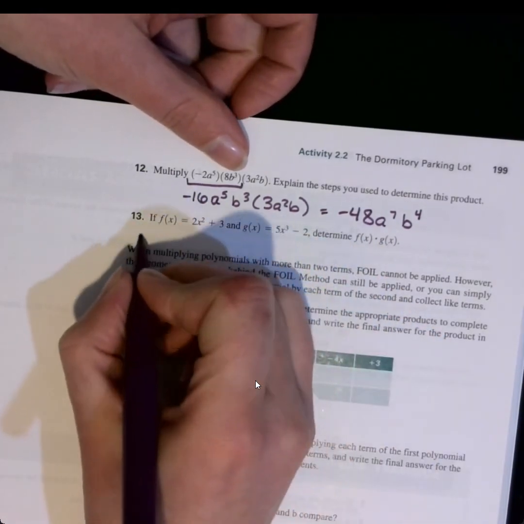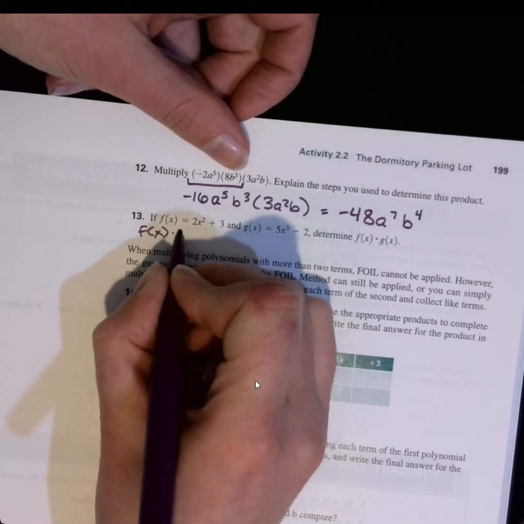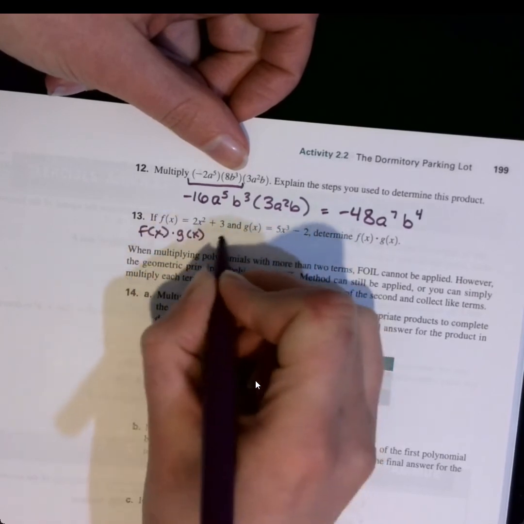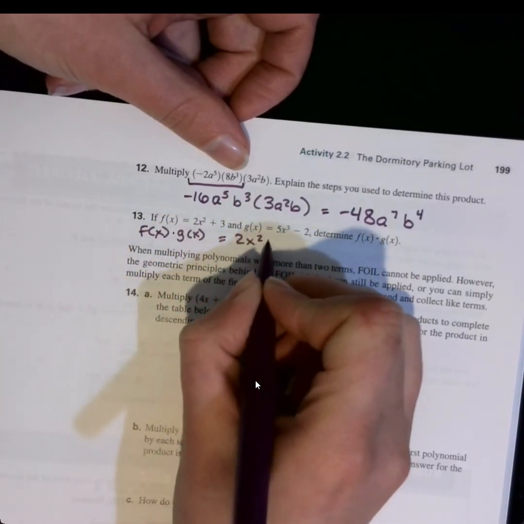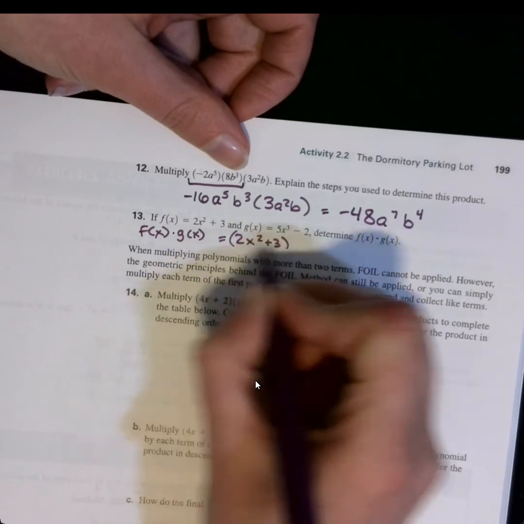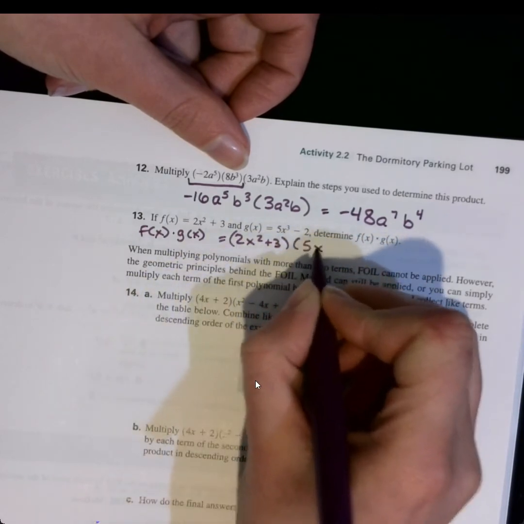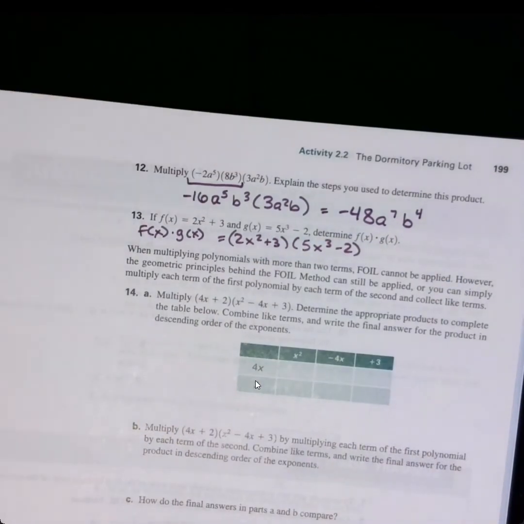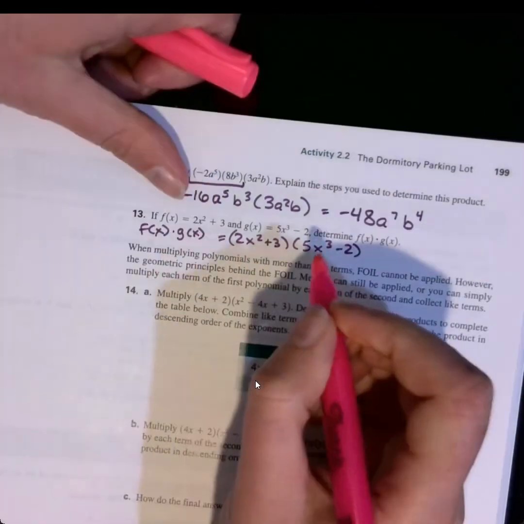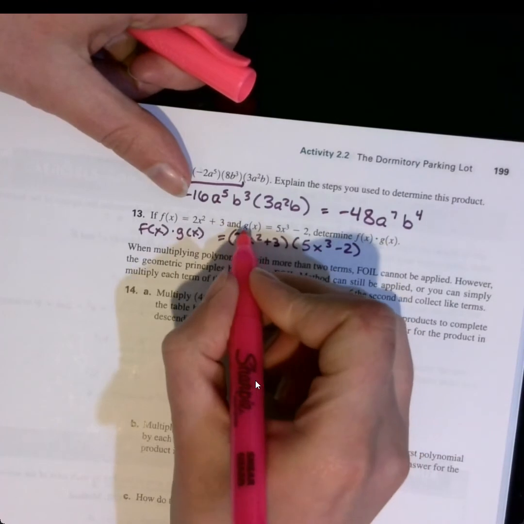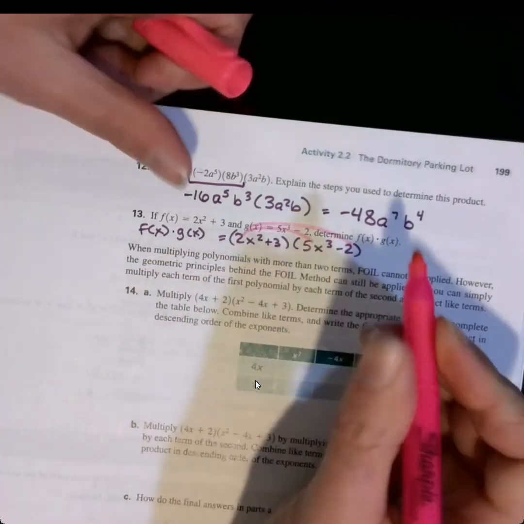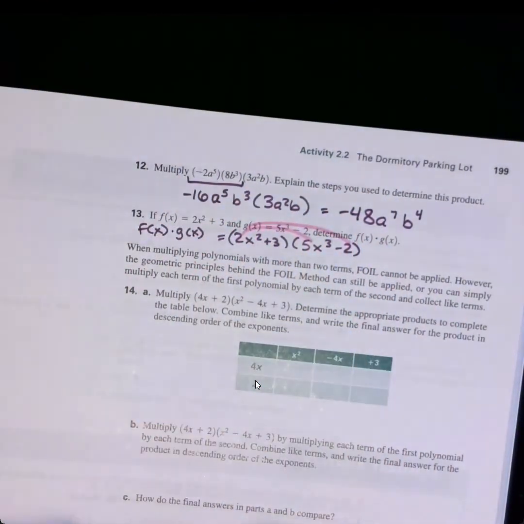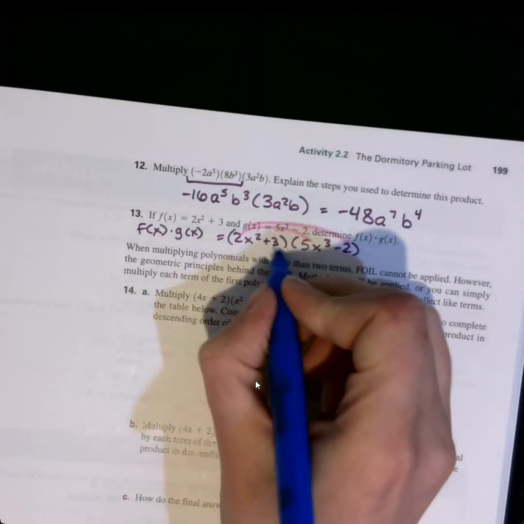So find the product here. Okay. So f of x times g of x, I need to do 2x squared plus 3 times 5x to the third minus 2. So we're going to have to do, this is our binomials, so we're going to have to do our 4-part product. I'm going to take the 2x squared times both parts of the second quantity, and then I'm going to take the 3 times both parts of the second quantity.